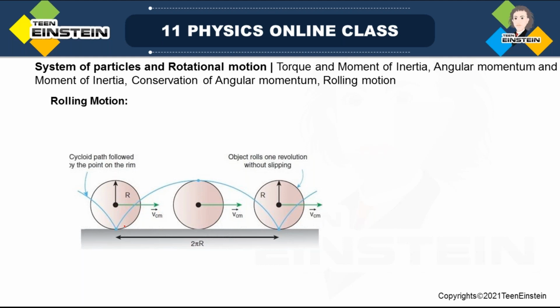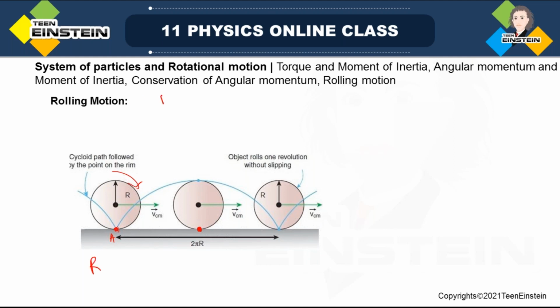And when it rotates, each time some point which is in contact with the ground will be at rest, and that is the instantaneous axis of rotation. That axis of rotation changes from time to time. When it was here, this point was in contact, and this contact point will always remain fixed, motionless, or at rest. So this is the condition for rolling motion without slipping.